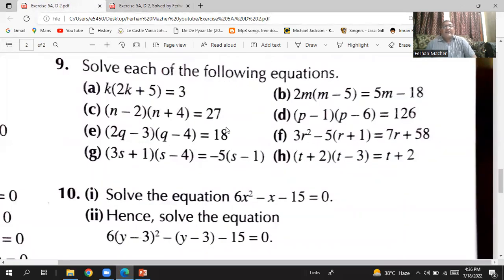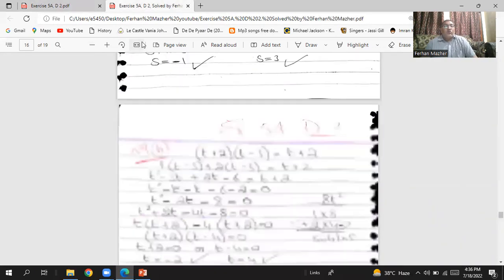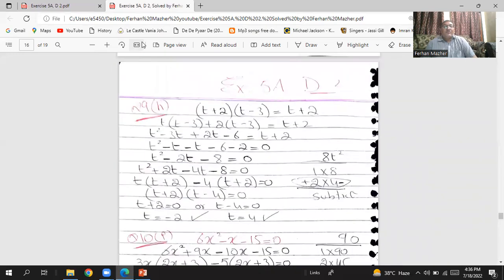Okay, H part, here we have two brackets. In one bracket, we have t plus 2. In the other bracket, we have t minus 3, and that is equals to t plus 2. Okay, so that's the H part. So we are going to attempt that.